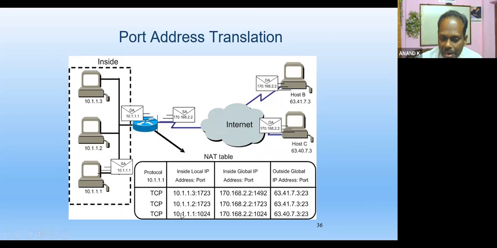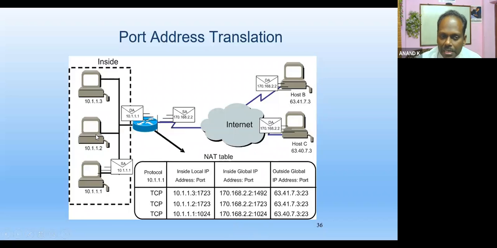You see this one inside. This is inside: 10.1.1.1 is having a port of 1024. The request has been coming across, and from here there is a translation happening. It translates to 170.168.2.2, which is the IP allocated to him, with the same port of 1024, which has come from 1024. It has been sent to this particular one.